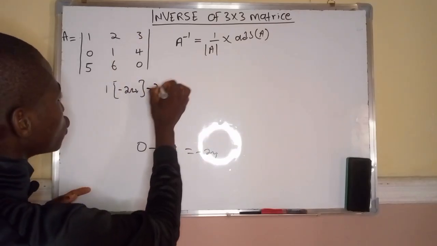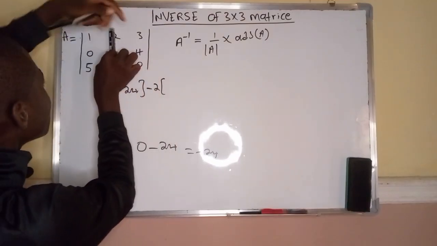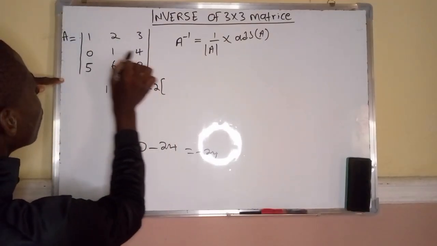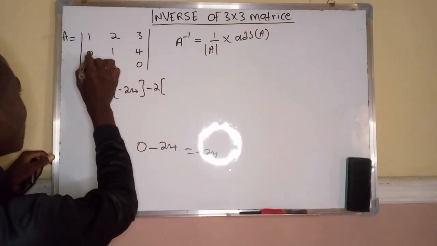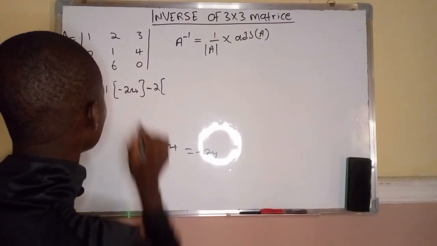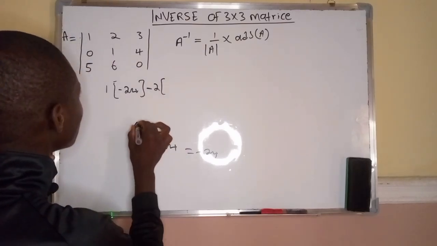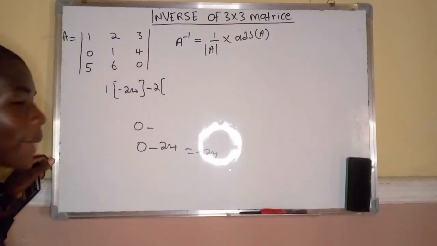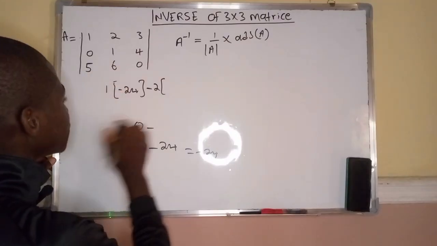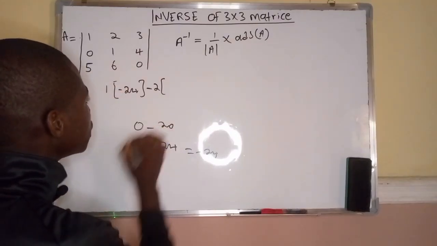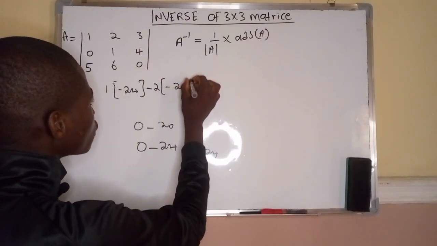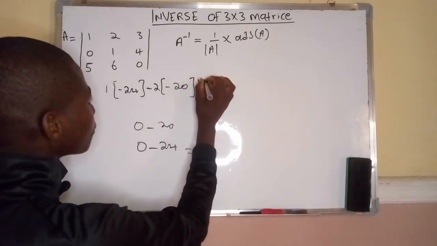Then minus 2. We delete this row and this column, and we are having 0, 4, 5, and 0. 0 multiplied by 0 is 0, so 0 minus 5 multiplied by 4, which is 20. So therefore we have minus 20. Then plus 3.